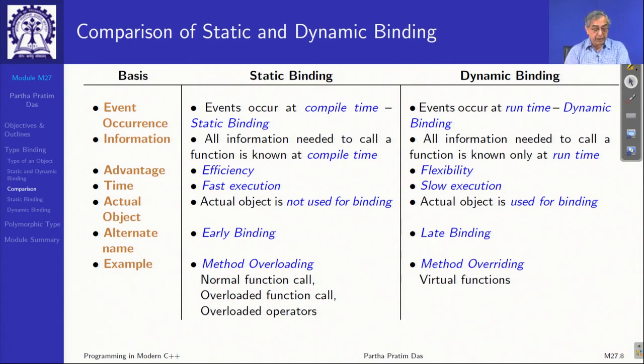The examples include method overloading, normal function call, overloaded functions, overloaded operators, these are all statically bound, whereas method overriding and virtual functions will be dynamically bound. Right. So, these are the basic differences.